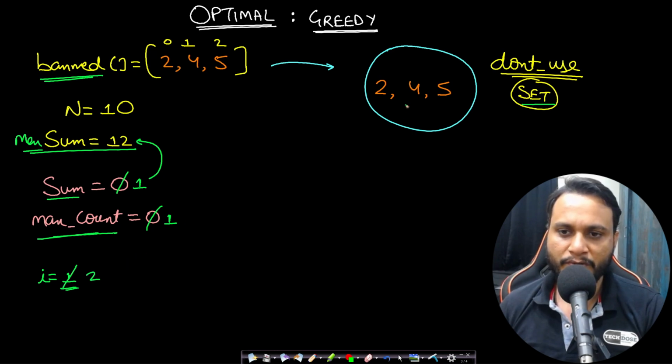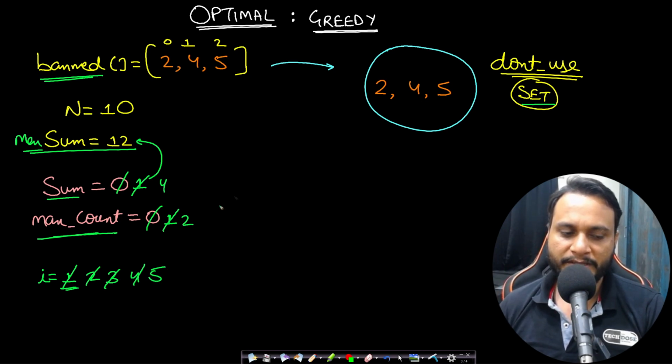The next iteration is 2, but 2 is present in the set. Again, the next iteration is 3, it is not present in the set. If you add it to the sum, it becomes 4. 4 is less than 12, so this is a valid addition. So I will include 2 into my count, right? Again, I'll check with 4. 4 is present in the set, so it will not get added.